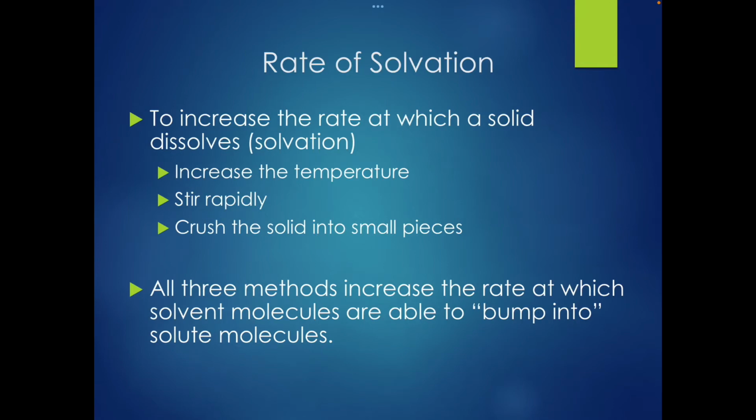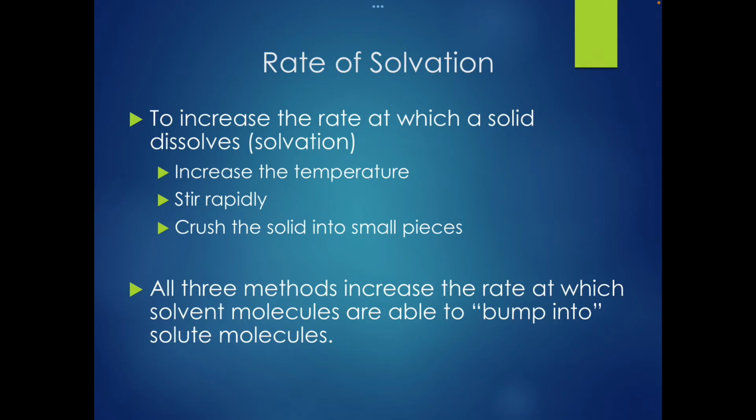Alrighty, so now we've talked about how to determine whether or not something dissolves. Now we are going to talk about the rate at which something dissolves. Chemists can be impatient, and a lot of times we're trying to increase the rate at which something dissolves so that we can move on with the next portion of the experiment. There are 3 different ways we can increase this rate of solvation.